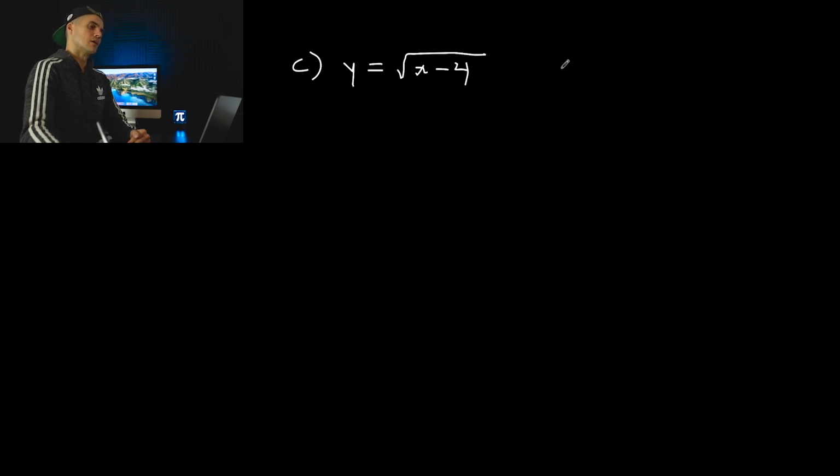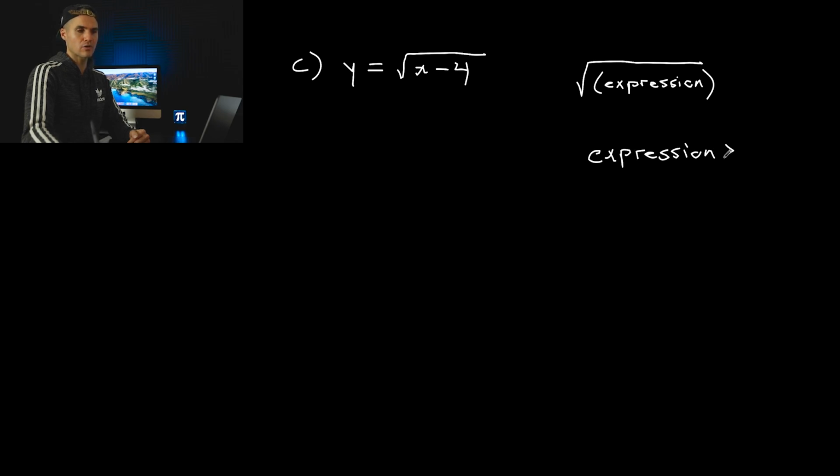Now, the domain, in general, here's what you want to write down. If you are square rooting any expression, right, any expression under the square root, that expression always has to be greater than or equal to 0. Right? You can't square root a negative value. You can square root 0, that's going to give you 0, and you can square root a positive value, but you can't square root a negative value.